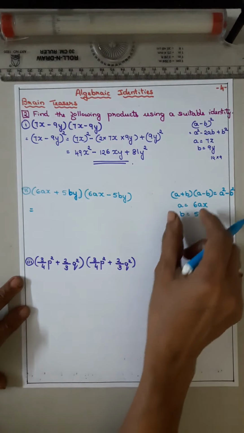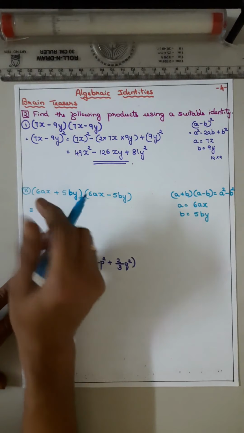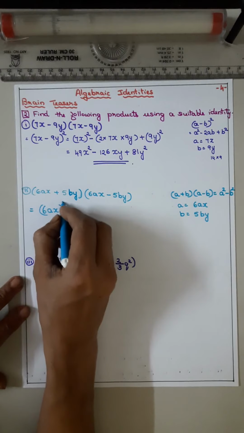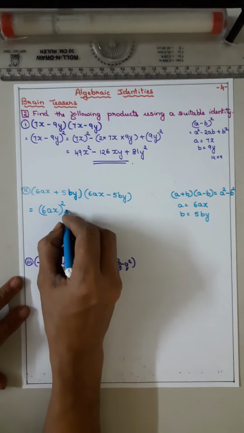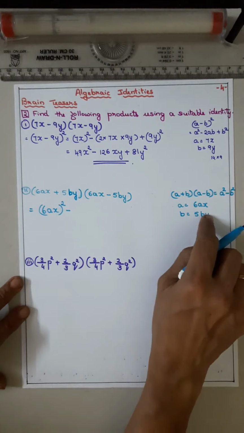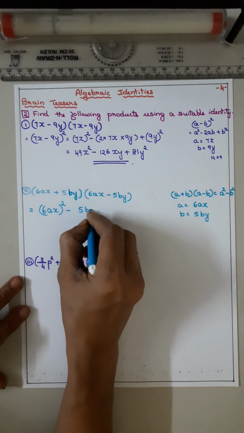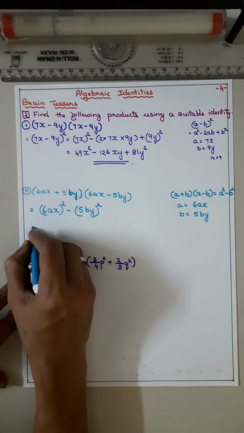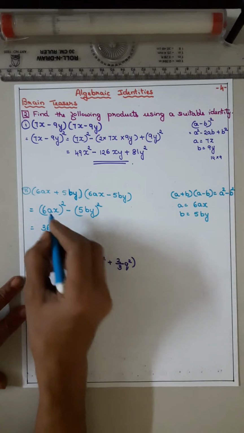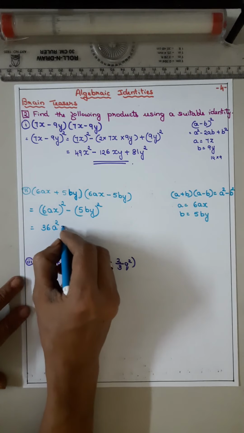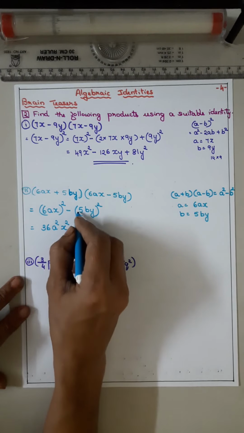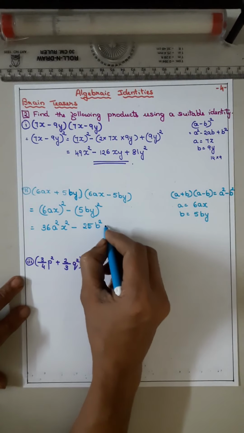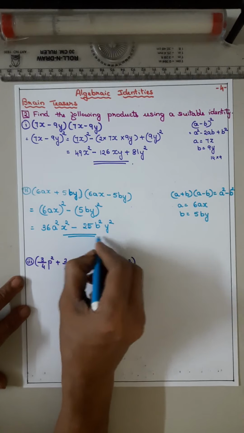Okay, now a squared minus b squared. A is how much? 6ax the whole square. Put the bracket, otherwise it will be wrong. Minus b is 5by the whole square. So 6 squared is 36, a squared x squared, minus 5 squared is 25, b squared y squared. This is the answer.